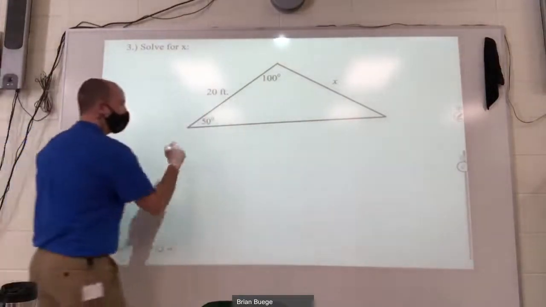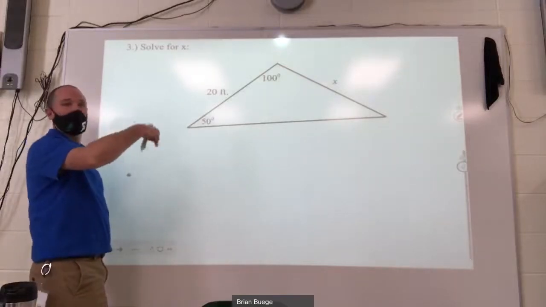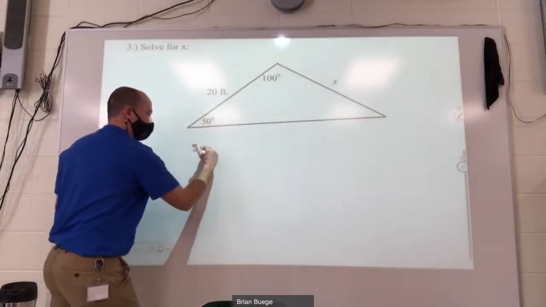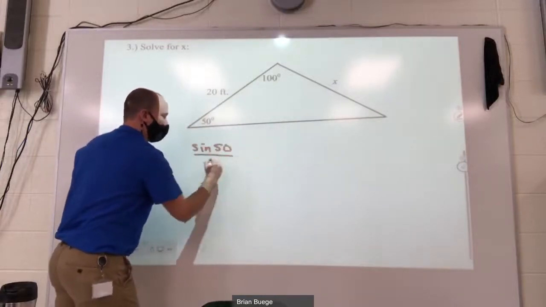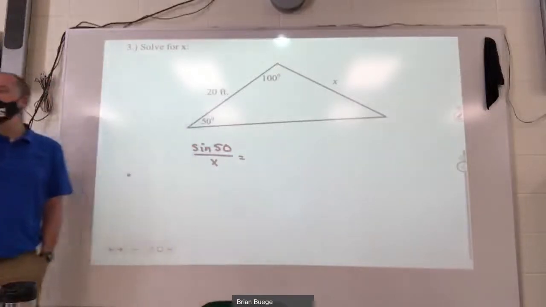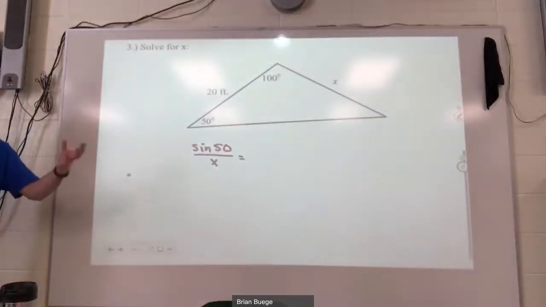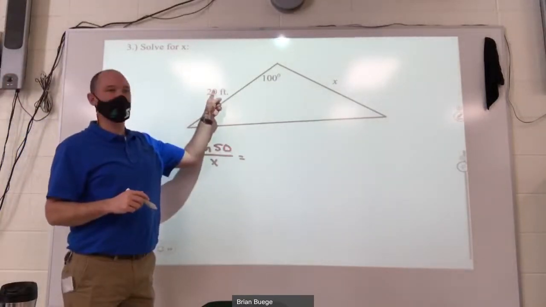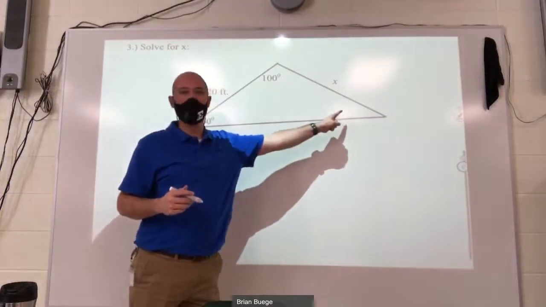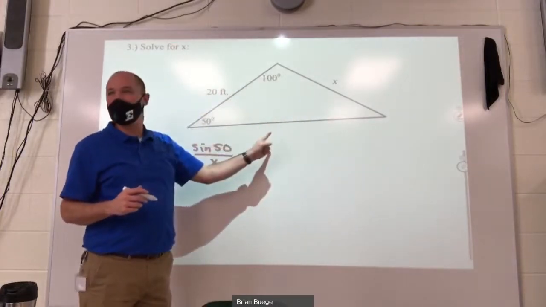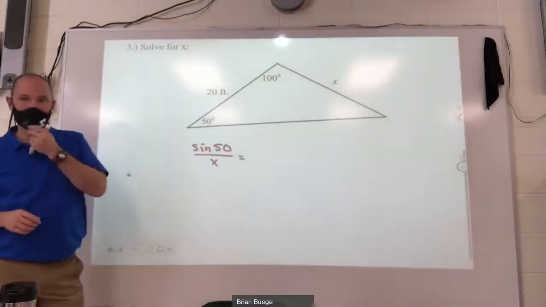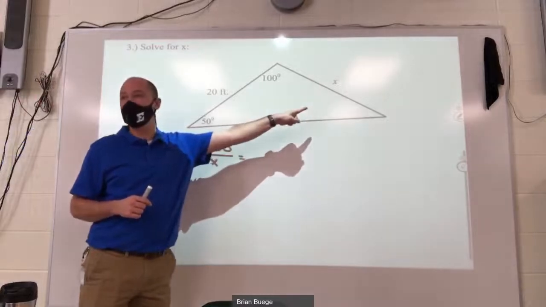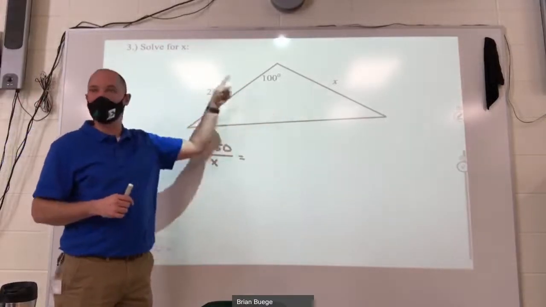Okay, so if we set this up, remember it's the sine of an angle over the side opposite. So I'm going to take the combination of 50 and x here, sine of 50 over x, and that should then equal another combination of angle to opposite side. Okay, but if you take a look, I've got a side length here, but no opposite angle. I've got an angle, but no opposite side. How do I fix this problem? Yeah, I can very easily find the missing angle, and then I've got a combination of angle and opposite side.